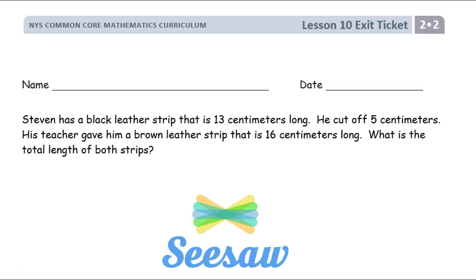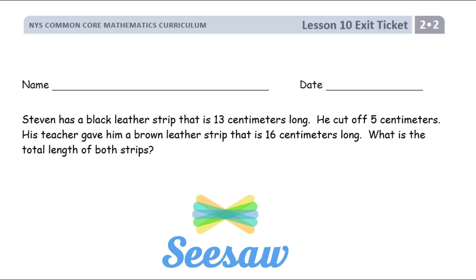All right, here's your exit ticket. This is your turn to do this. You're going to erase your whiteboard or your desk completely, and you're going to solve this problem. Now remember, you have to do both steps or else you might not get it right. So make sure you're doing both steps in this. Then you're going to take a picture of it and send it to your teacher.